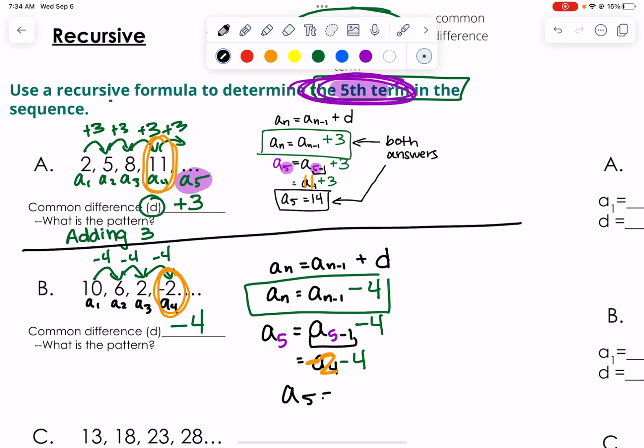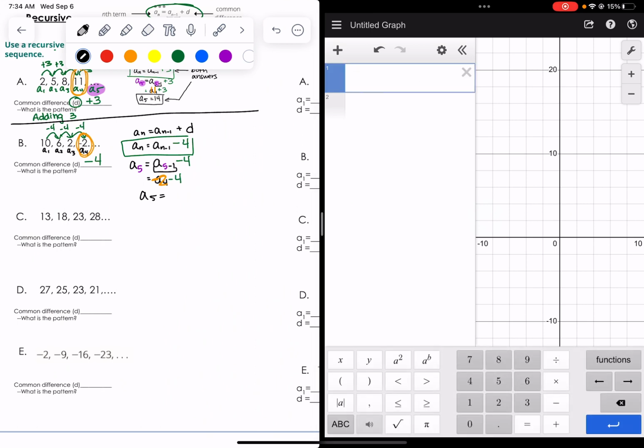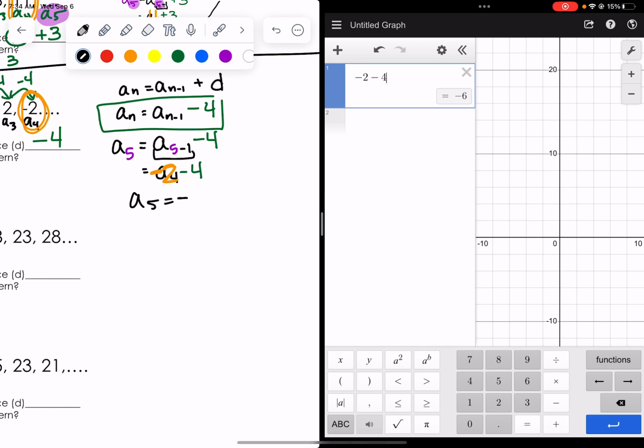So A5 equals, if the negatives are kind of hard for you, a lot of people get them wrong, you can always come over here and do negative 2 minus 4, and that gives you negative 6.